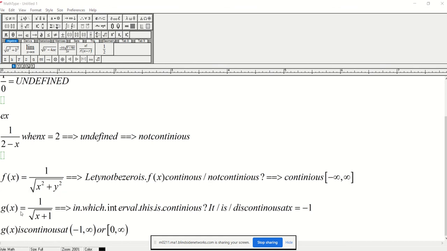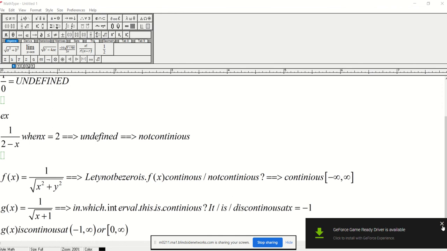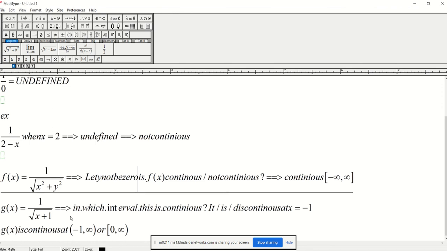Okay, so here this is minus 1. If it is minus 1, then it's discontinuous because it becomes 1 or 0. So we can say that it is continuous from, we put it as an open bracket, meaning that it's not included. This means that minus 1 is not included. It makes this part discontinuous. So we put this bracket, means it's included.